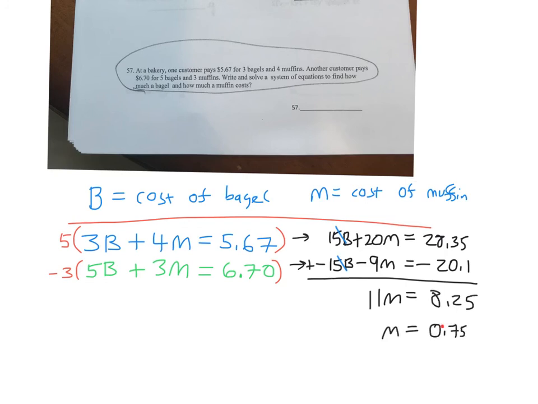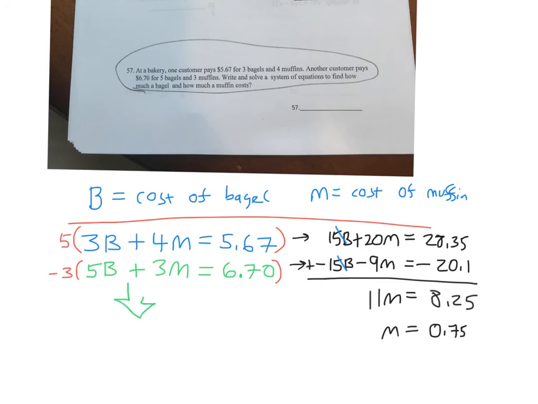That's a good sign, the fact that we ended up with a reasonable decimal that represents monetary value. It would have been a little bit of a red flag if it was like 0.756 and so on. The fact that it's 75 cents is a very good sign. So we already found m. We're basically halfway there. Now all you have to do is choose any one of these two equations. It doesn't matter which one. Just plug in 0.75 for m and take it from there.